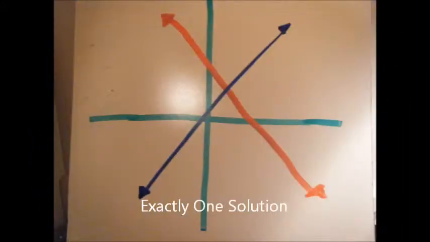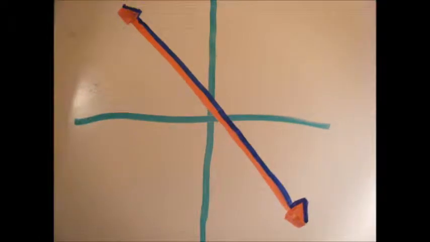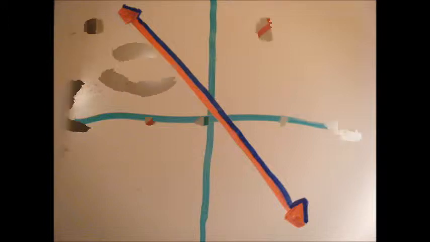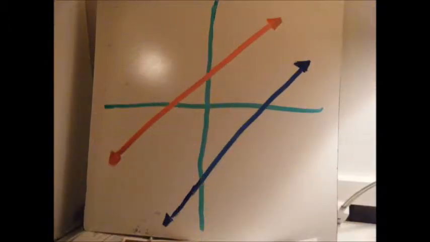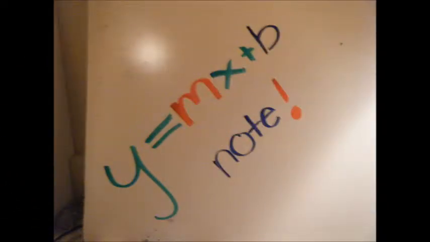Let's get started. This graph is a consistent independent equation. The intersecting lines have different slopes and exactly one solution. This is a consistent dependent equation. It has the same slope and the same y-intercept and has infinitely many solutions. This is an inconsistent equation. There is no solution and it has parallel lines, same slope, different y-intercepts.